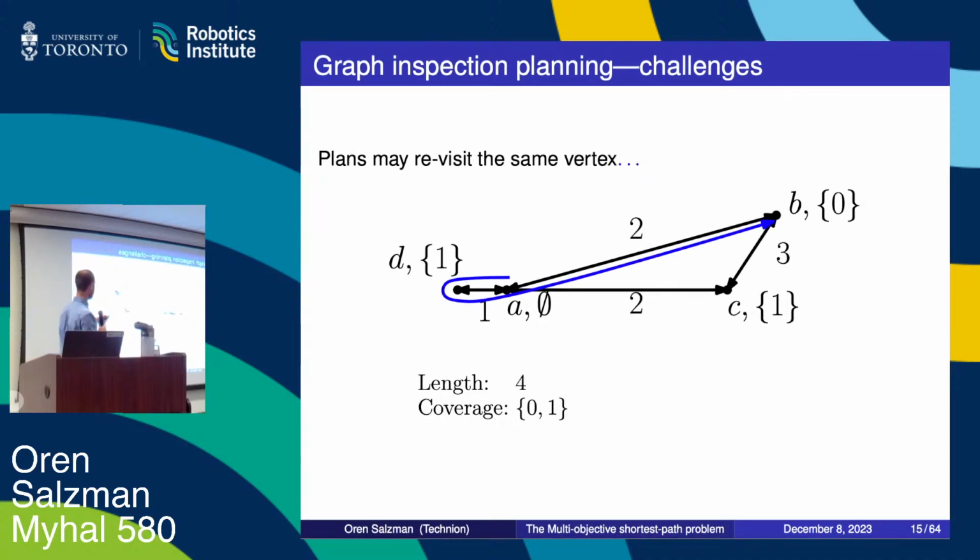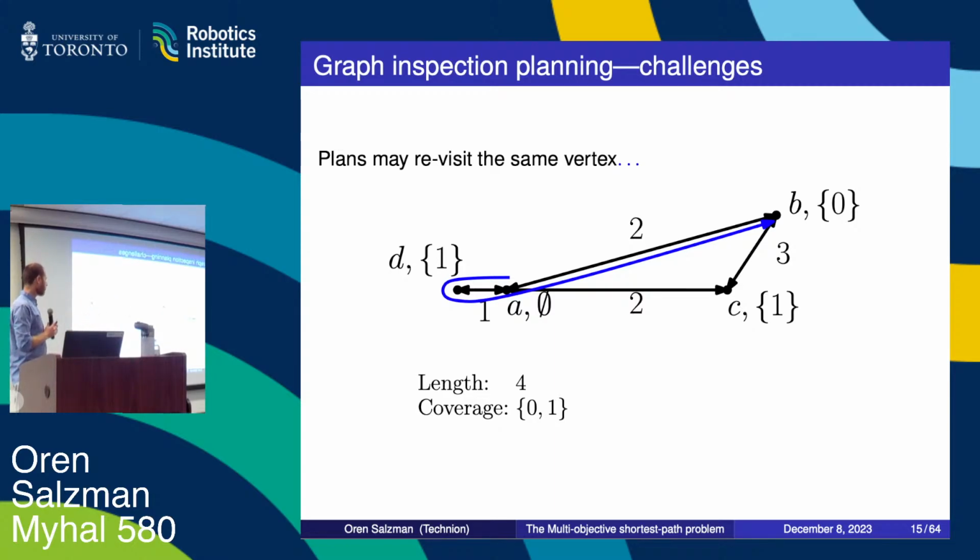If you look at the animation, we start with a path of length 0, we don't see anything. We go to D, path length is 1, we covered the first point of interest. We need to return to A, we didn't see anything else, and we move to B. So we may need to return to the same vertex over and over. That's one problem that we're facing.